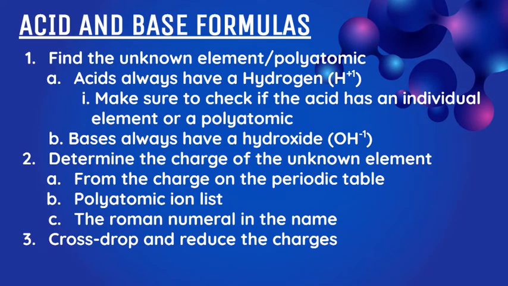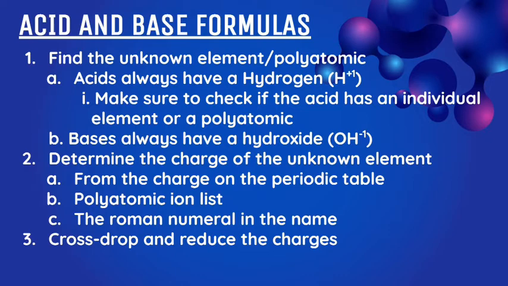All right, now going from our acid and base names to formulas, we're going to find the unknown element or polyatomic. For an acid, we always have a hydrogen out front, and we're going to make sure the acid has an individual element or a polyatomic. So we need to make sure if it has oxygen in it or not. Our bases will always have a hydroxide at the end, so that will be our OH. We're then going to determine the charge of the unknown element. And then from the charges on the periodic table or the polyatomic ion list, or from the Roman numeral, we're going to cross, drop, and reduce those charges.